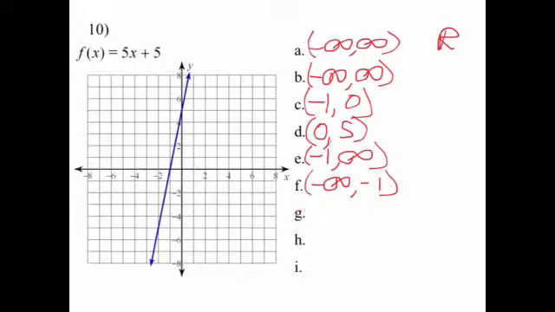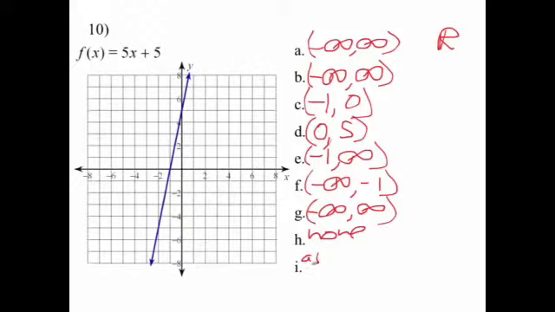When you figure out an interval where it's increasing, well, if you travel left to right, your function is going to be increasing everywhere, no matter where you're at. If you keep traveling right, it's going to be increasing. And then H is where is it decreasing? Well, it never goes down, so we don't have that interval.